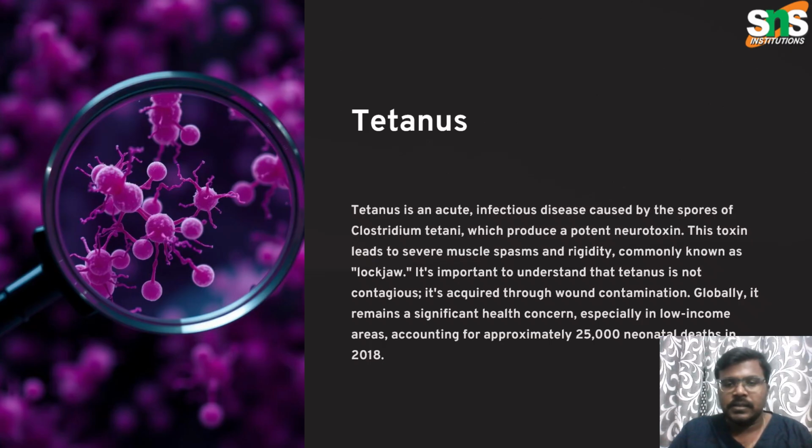Tetanus is an acute infectious disease caused by Clostridium tetani. It produces a potent neurotoxin. This toxin leads to severe muscle spasm and rigidity, commonly known as lockjaw. It is not contagious, but occurs through wound contamination.